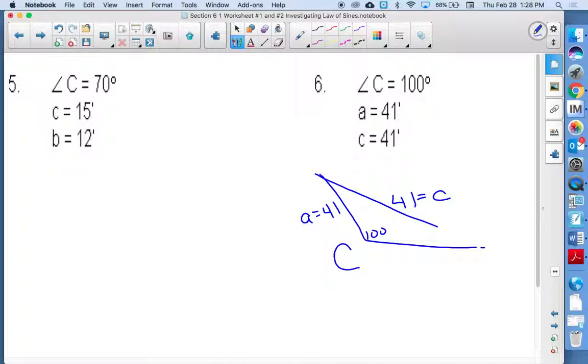Brandon? Now, if we were doing side angle side, would that be isosceles? Then it would work. Side angle side is good to go. It works every single time. Side side angle does not. So this does not work because they're equal and it must be bigger than. So this is no triangle.